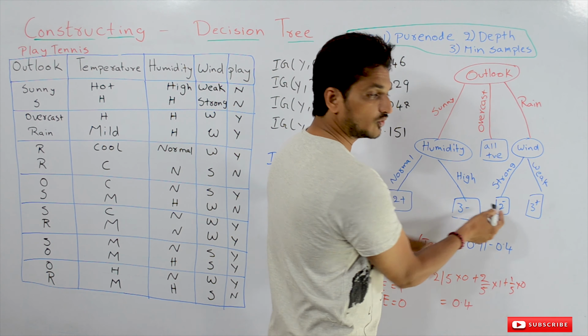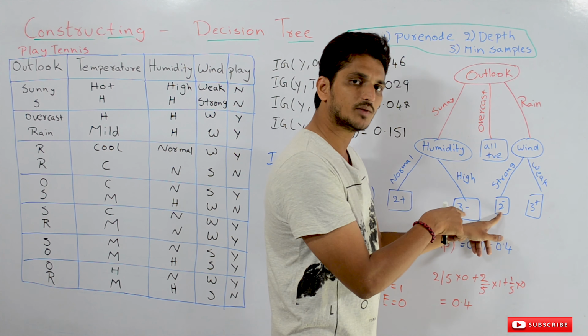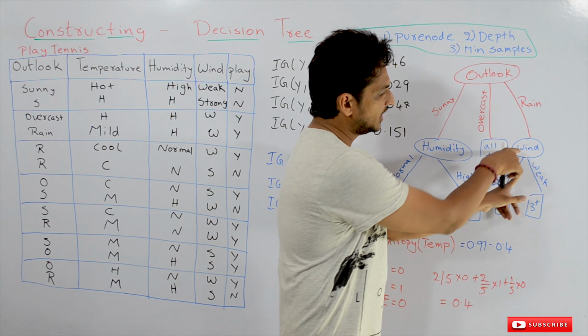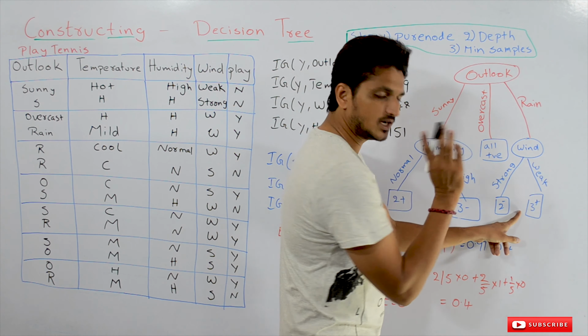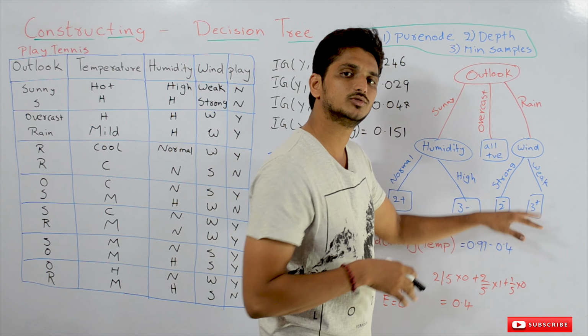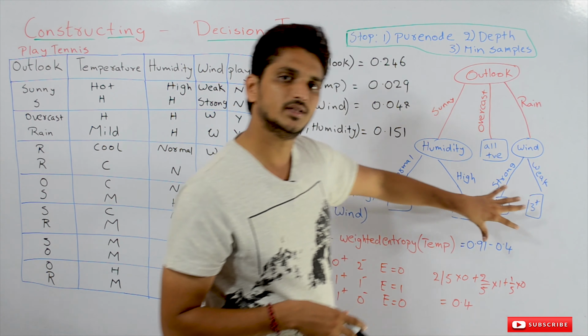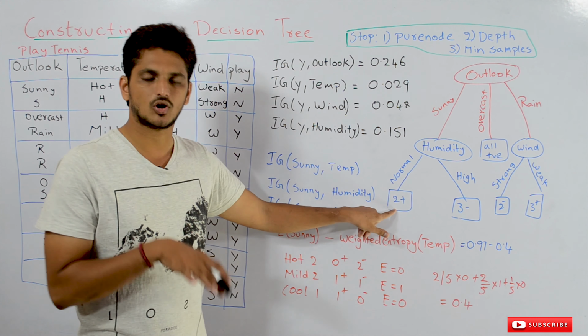Wind strong, we are having two data points, all the data points are negative. Wind weak, we are having three data points, all the points are positive. So stop it there. This is how we construct the decision tree. But we have to understand one more concept: when to stop the decision trees. One way is when you find a pure node, we can stop there.